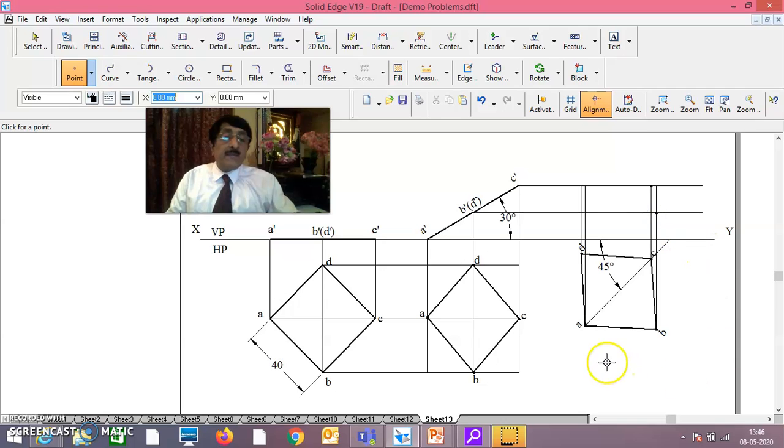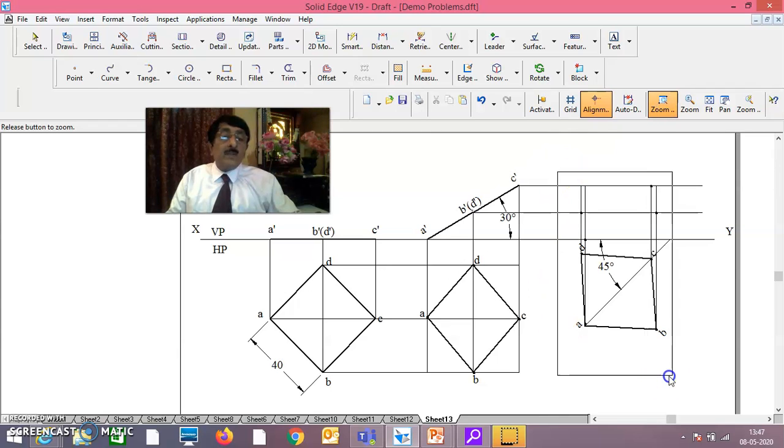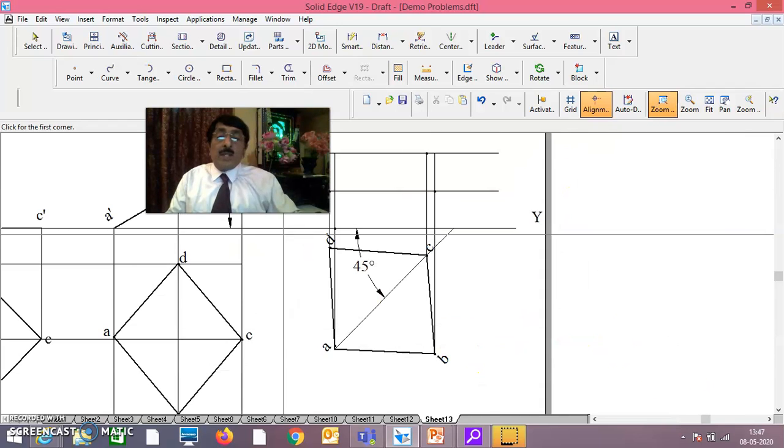If you go somewhere here, it is B. Somewhere here it is D. And somewhere here it is A. Now if you want to know clearly, you can enlarge this.